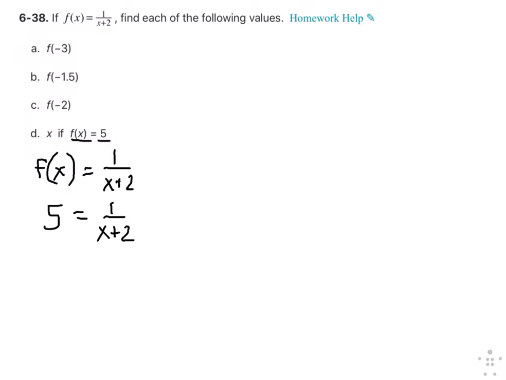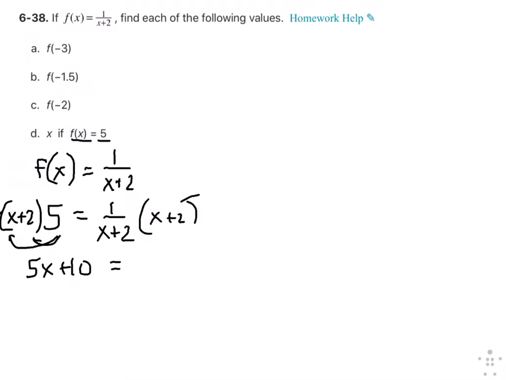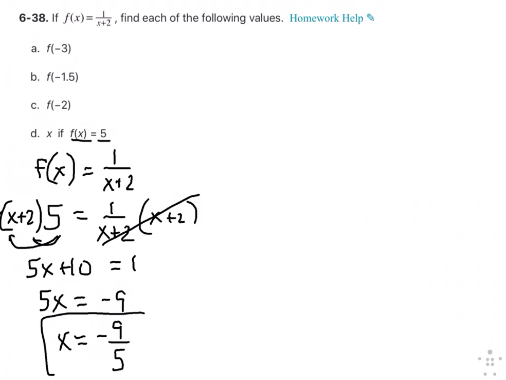So I'll multiply both sides by x plus 2, and I get 5x plus 10, right? I'm distributing that in, right? Plus 10 equals, these cancel, 1. So 5x equals, I'll subtract 10, negative 9. x equals negative 9 fifths. So if x equals negative 9 fifths, then f of negative 9 fifths would be 5, right? Okay.